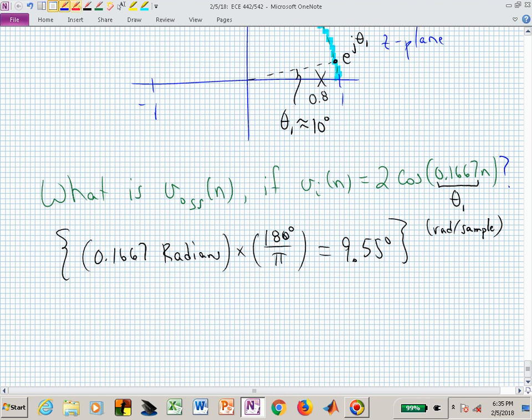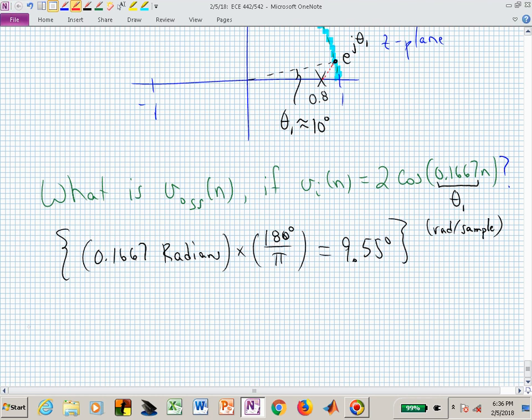We could get out our ruler and measure from here to there if we wanted to. Or you could do it analytically. You could find that e to the j theta 1 in rectangular coordinates using Euler. You know, cosine of 10 degrees will give you the real part. Sine of 10 degrees will give you the vertical part. Now you have the rectangular coordinates of that point on the unit circle. You know where the pole is. That's at 0.8.